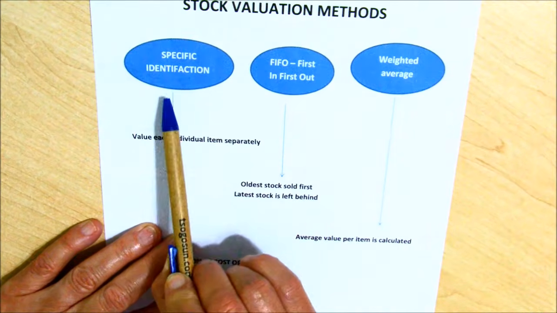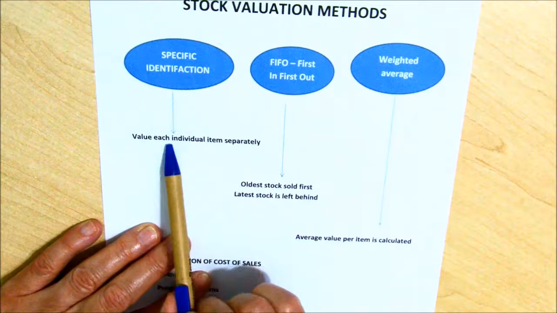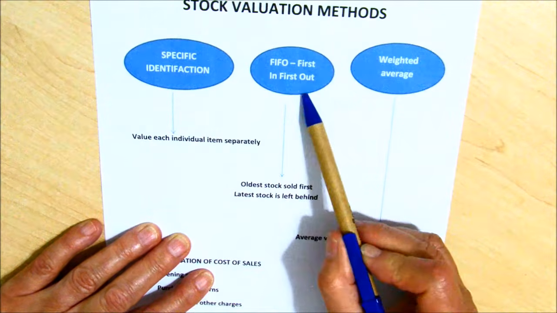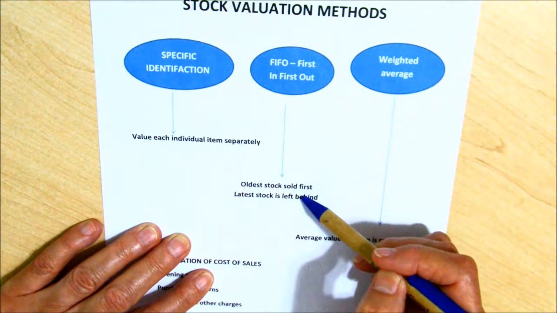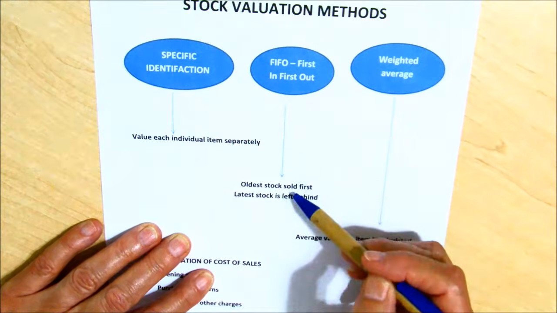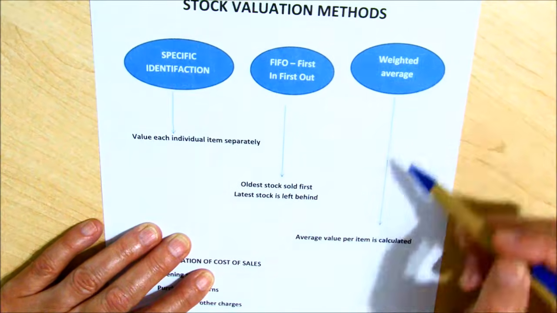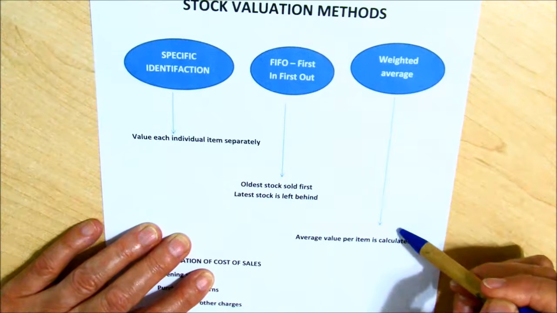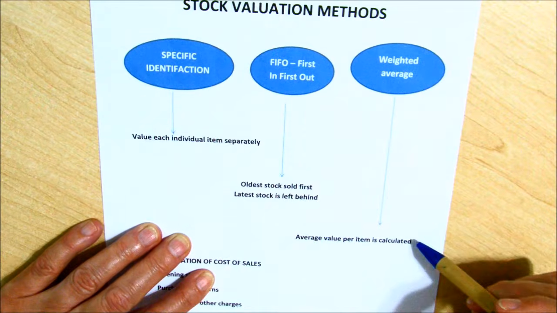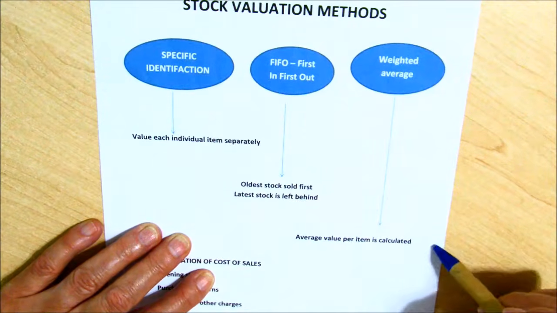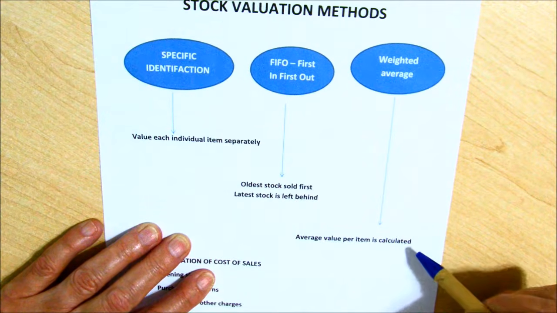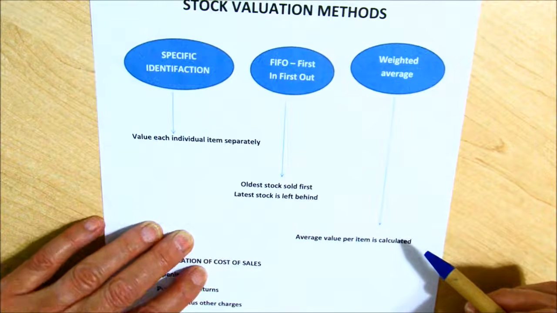Just quickly, the specific identification, as I said, will work with individual items, and that will be the best one. The first in, first out is the most appropriate method when prices are increasing, because you'll be valuing at the latest price, so it'll be the most realistic. The weighted average, on the other hand, will be used when it's impossible to separate one item from another, and you're going to actually take an average of all of the items. So let's focus on the individual questions on these different methods.